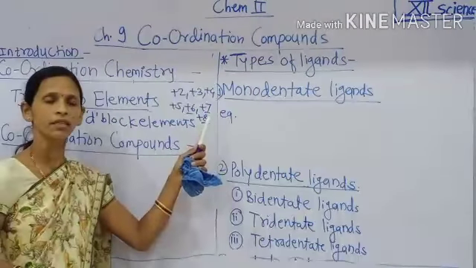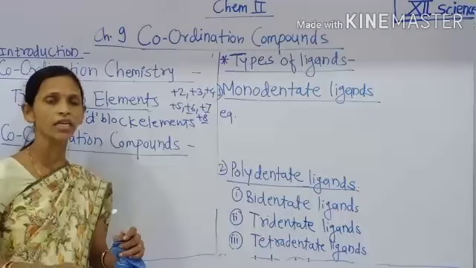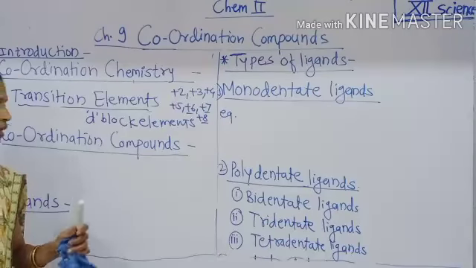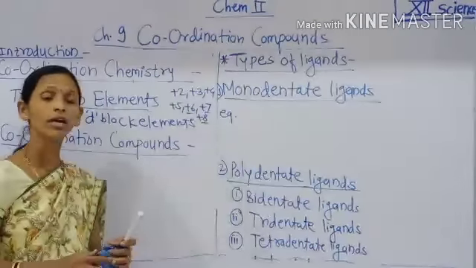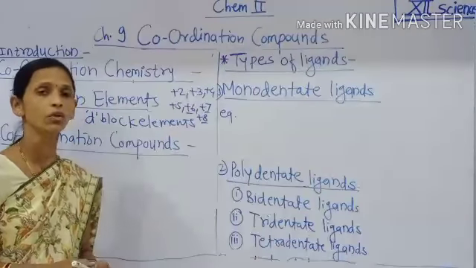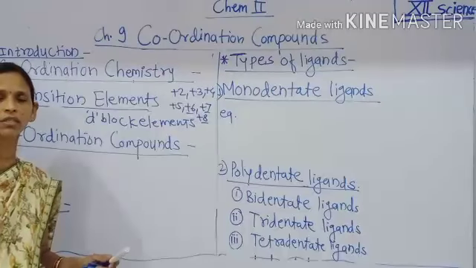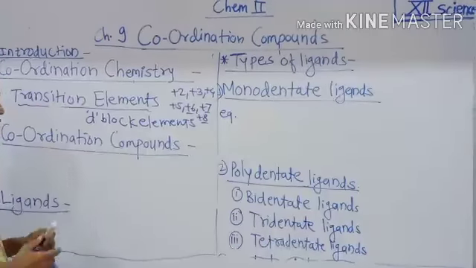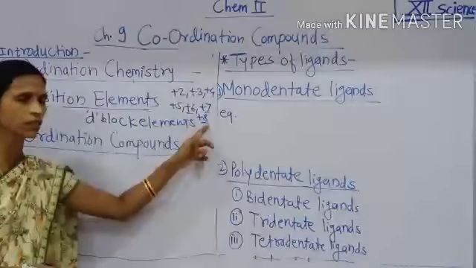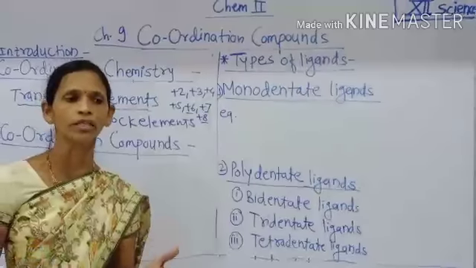The +7 oxidation state, the highest oxidation state in the first series, is shown by manganese, which is present in the first transition series, and the +8 oxidation state is shown by the elements ruthenium and osmium, which are present in the second transition series. Then see here, the transition elements which show the higher oxidation state have a tendency to form complexes.